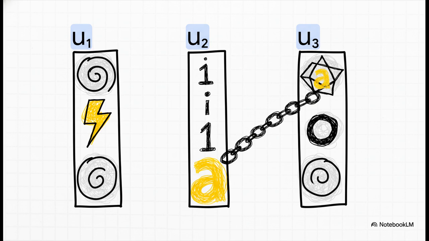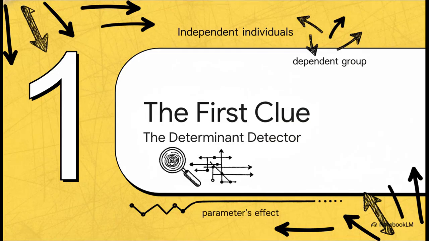All right, here are our three vectors, our persons of interest, if you will. Now take a look. That parameter a isn't just in one vector. It shows up in both u2 and u3. That's the key. It's the thread that ties their fates together, and our whole investigation really is about cracking the code of that relationship.